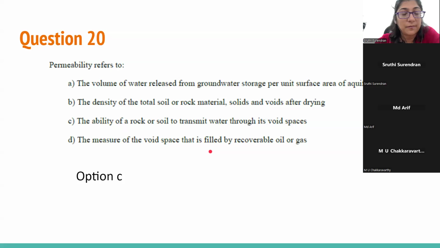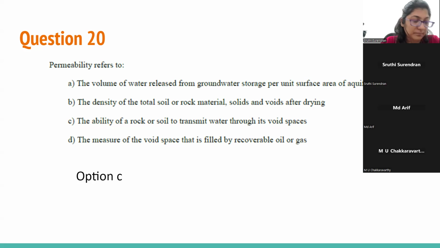It is the ability of a rock or soil to transmit water. We have discussed over and over again that permeability is the ease with which a material can help in transmitting water through it. Now, the first option is related to storativity or specific yield: the volume of water released from groundwater storage per unit surface area per unit hydraulic gradient is called specific yield, storativity or storage coefficient. In this case, we are talking about permeability, which is the ease with which water flows through a material.